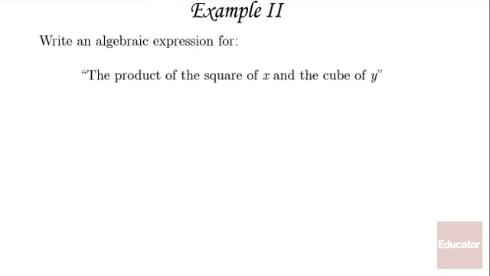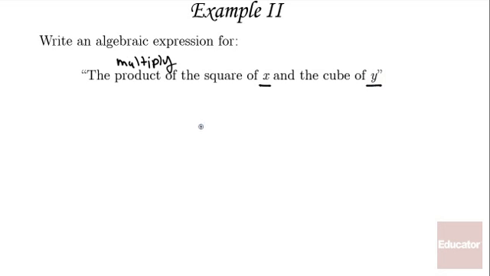The second example is an example involving another algebraic expression, but this time with a product, so multiplication. The product of the square of x and the cube of y. So product is telling me that I'm going to multiply. And I'm multiplying two things, the square of x, so a variable, and the cube of y.